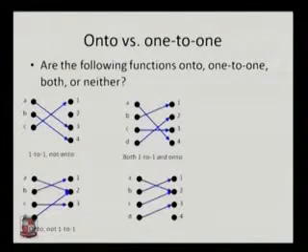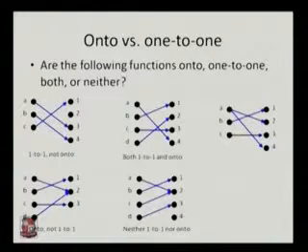This is not 1-1 as well as not onto. This is neither 1-1 nor onto because here 2 is related to both A and C, so that is not 1-1, and the element 4 is not related to any element of the domain. So this is neither 1-1 nor onto.